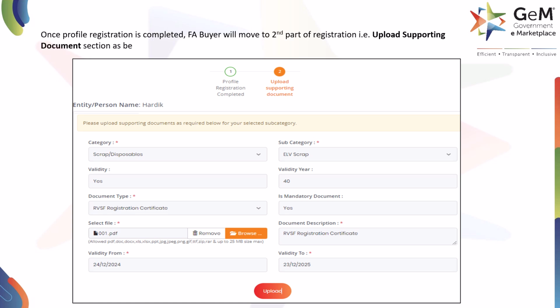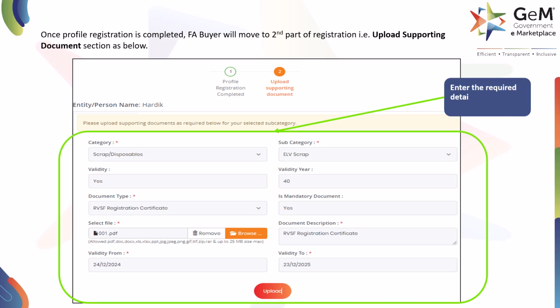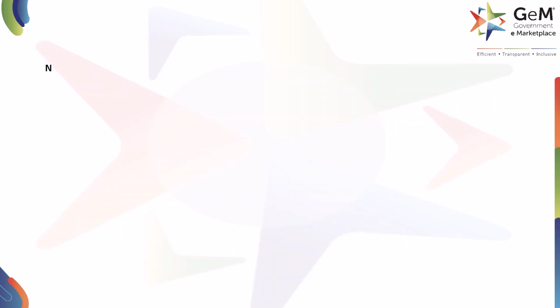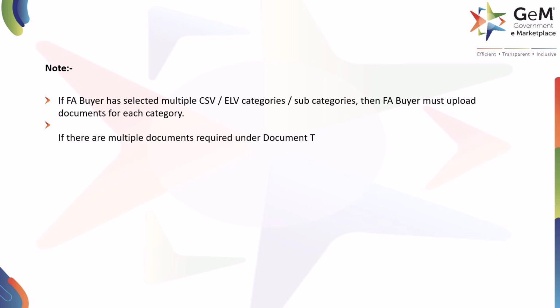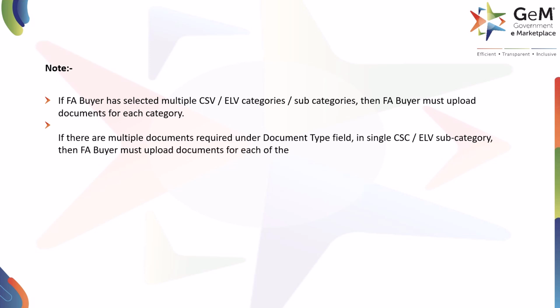Once profile registration is completed, FA buyer will move to second part of registration, that is upload supporting document section as below. Enter the required details and click on Upload to proceed. Note, if FA buyer has selected multiple CSC, ELV categories, subcategories, then FA buyer must upload documents for each category. If there are multiple documents required under document type field, in single CSC, ELV subcategory, then FA buyer must upload documents for each of the required document for that CSC, ELV subcategory.